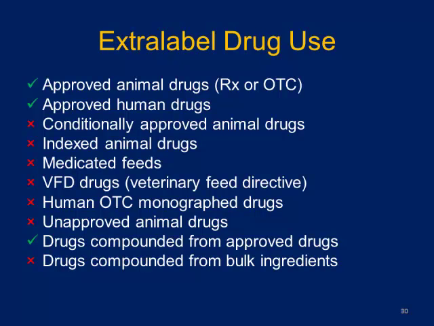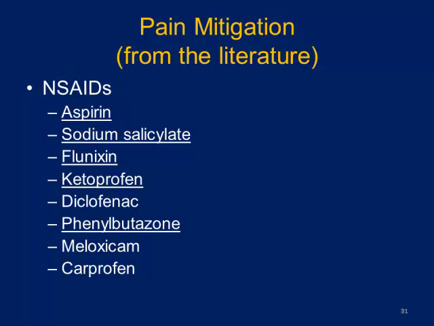So the subset of the different possibilities that we can really work with in food animal medicine is fairly short, and it boils down to approved animal drugs, RX and OTC only, as long as they're not medicated feeds. Approved human drugs, and drugs compounded from other approved drugs. All the other ones potentially are not legal to be used in an extra label manner. So we're going to go through some of the drugs that we listed earlier, things that are available in the literature, and kind of check back in on them in light of the other things that we discussed.